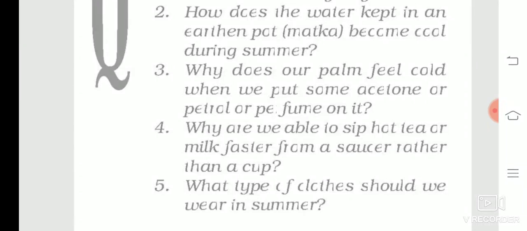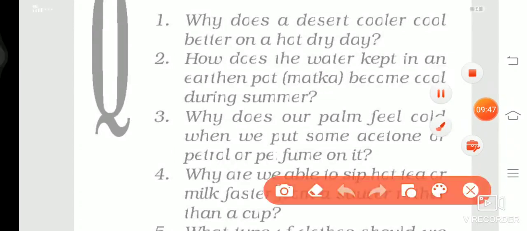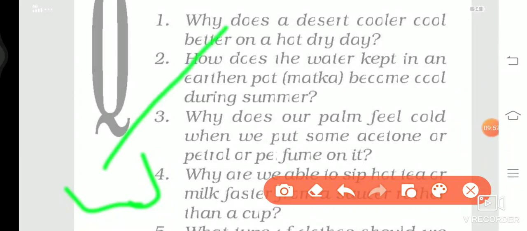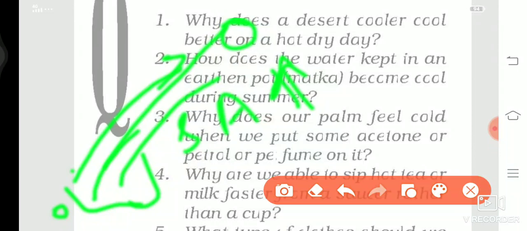Why are we able to sip hot tea or milk faster from a saucer rather than a cup? Now see here, if you are taking tea by the saucer, right? So by the saucer you are taking the tea. From here you are sipping. Now what will happen? The tea from this point up to this point has to go across this surface area, right? So surface area increases, and when surface area increases, rate of evaporation increases.